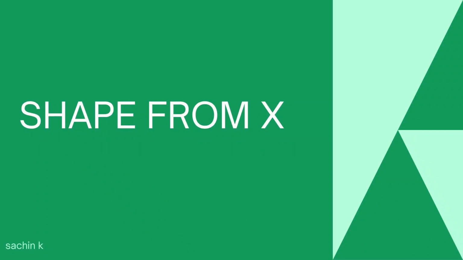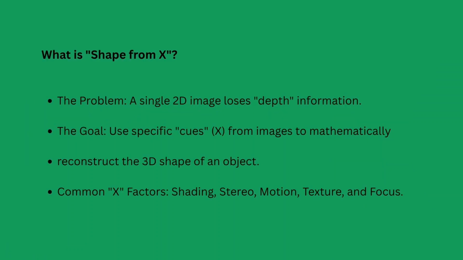Shape from X, one of the core challenges in computer vision. We are going to look at how we teach machines to recover the 3D world using only 2D image data. When we take a photo, we lose depth. A single image is just a flat grid of pixels.